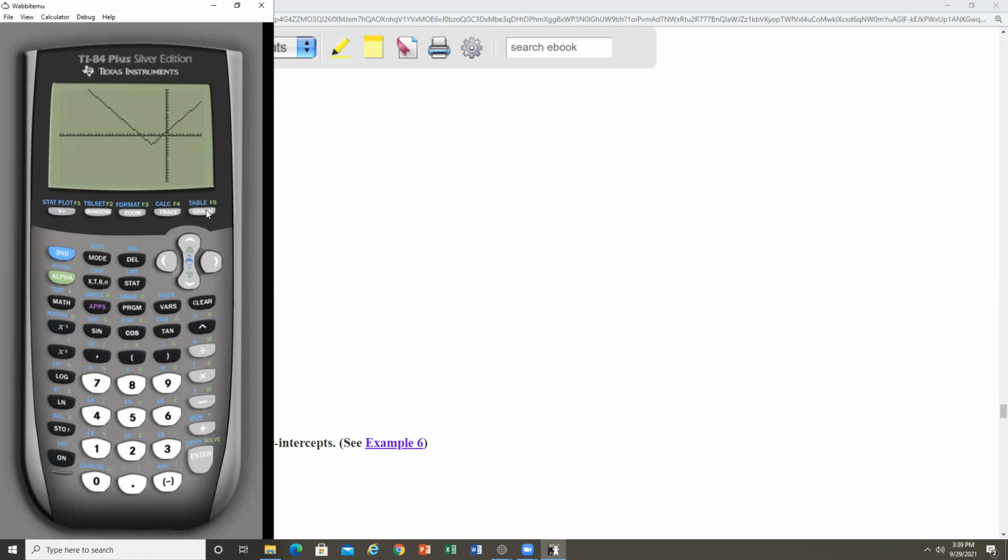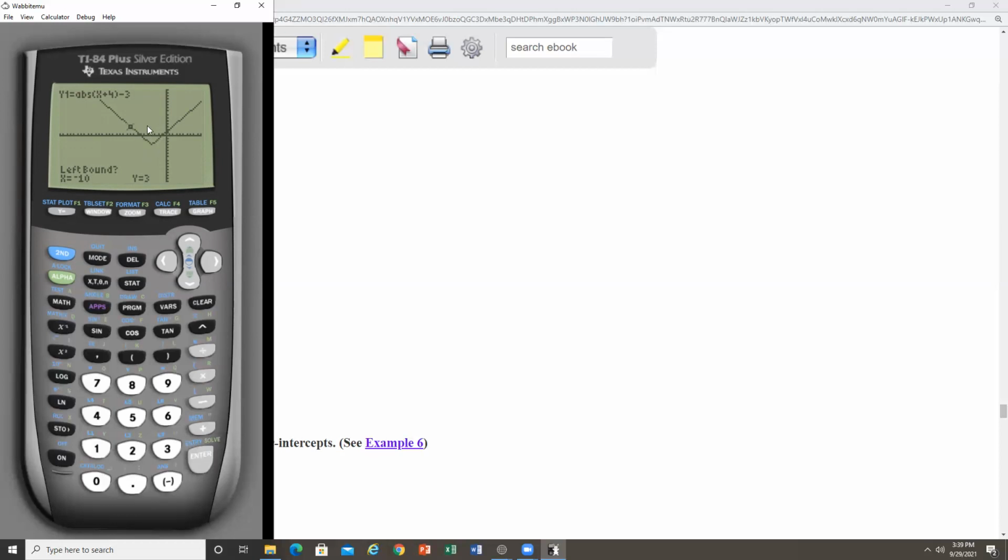All right, to find our x-intercepts, we got to go to calculate, second trace, calculate mode. Go down and grab our 0 function. Now, if you want to find this x-intercept over here to the left, you're going to have your cursor in the vicinity of this one over to the left. If you want to find the x-intercept over here to the right, you're going to have your cursor in this vicinity over here to the right.